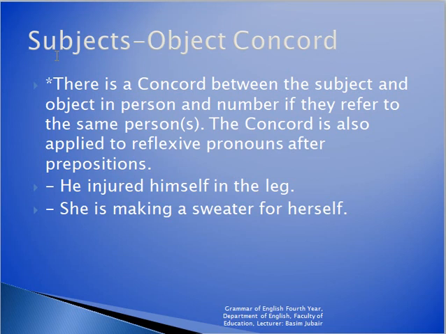There is yet another type of the concord, which is subject-object concord. Now, in this type of concord, the agreement must be between the subject and the object. When we say he injured himself in the leg, the agreement is between he and himself. We cannot say he injured herself or themselves. No, there must be a kind of concord. He injured himself in the leg. Or she is making a sweater for herself. We cannot say for themselves or for himself. Why? Because there must be a kind of agreement between the subject and the object, or the reflexive pronouns.